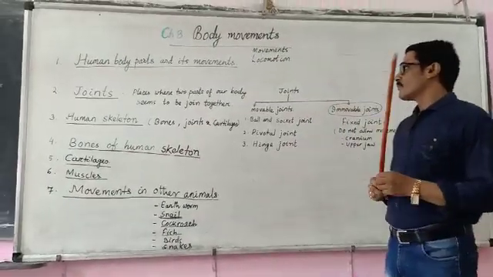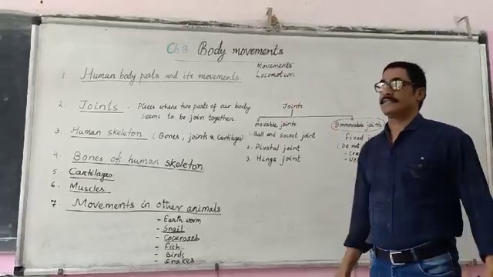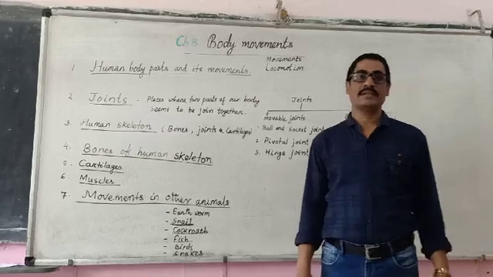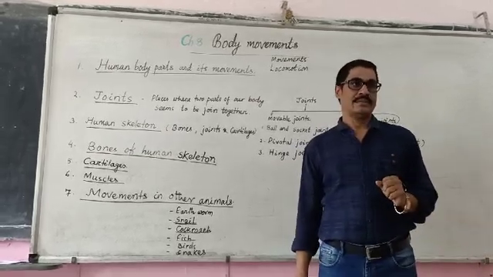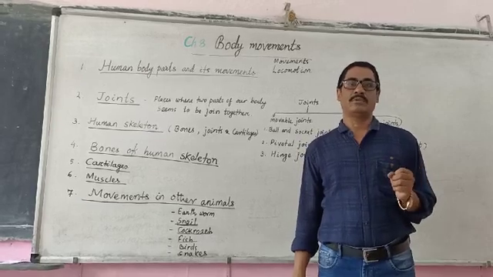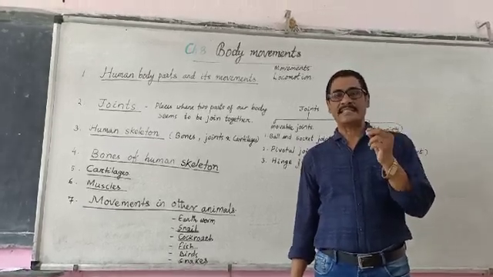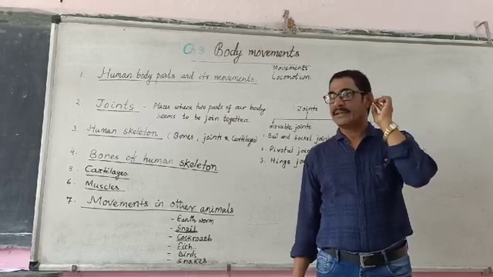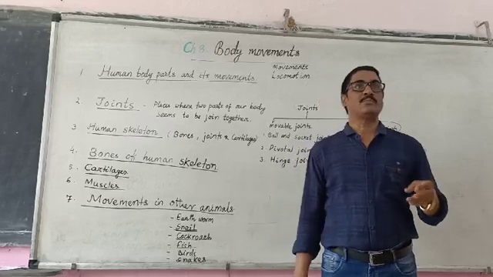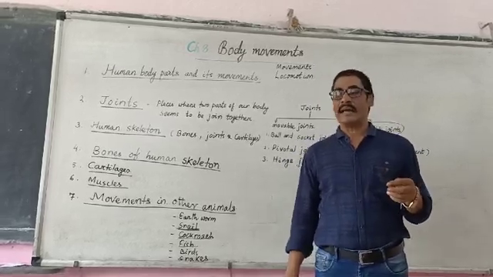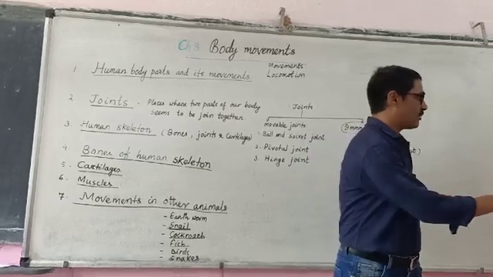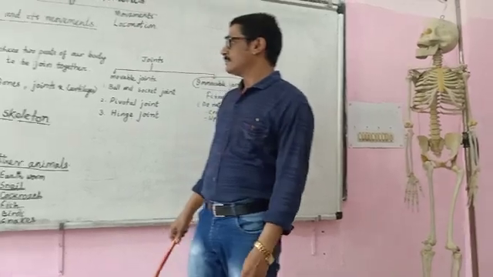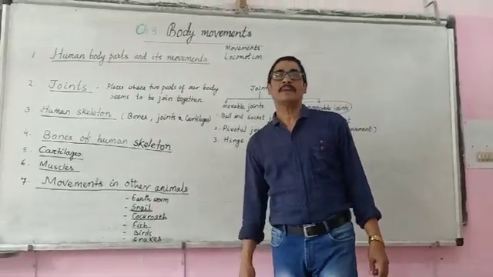Now, we'll discuss the cartilages. Cartilages are also a type of supportive structure. They give support and shape to the body. Unlike bones, these are flexible. These cartilages are found on your nose tip, in the ear pinna, and in the trachea of the respiratory system, and also in the outer covering of the bones. Next, muscles. Muscles also help in movement.